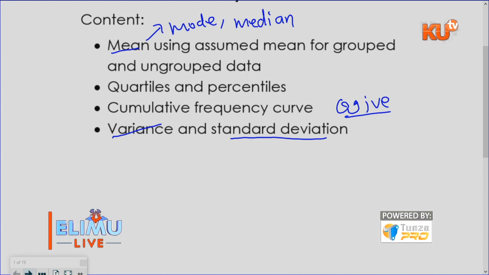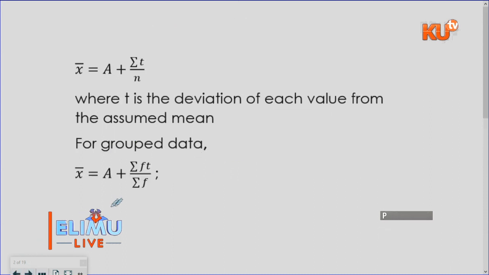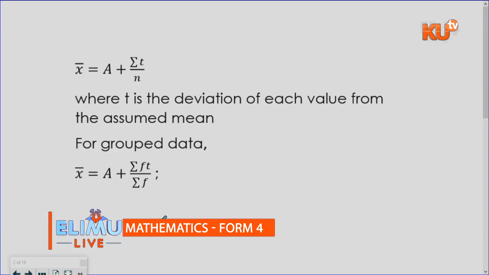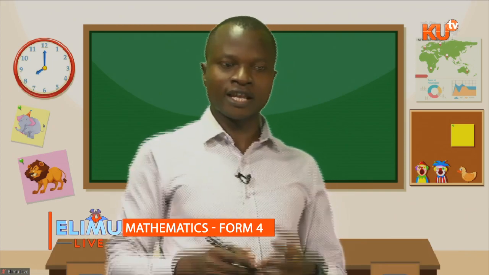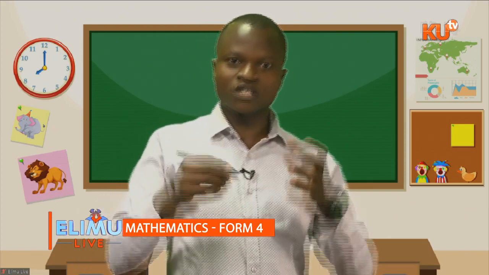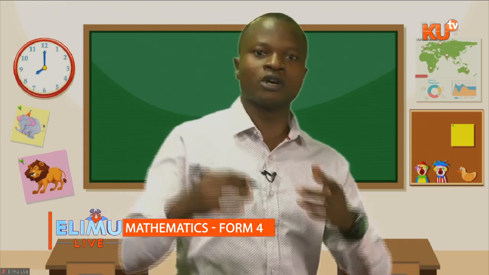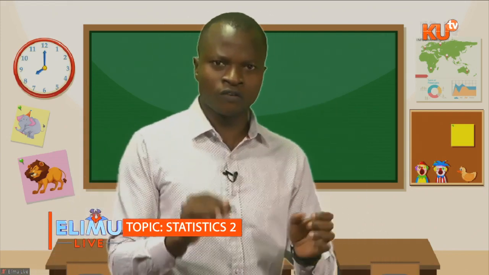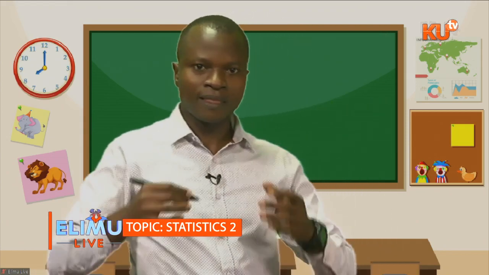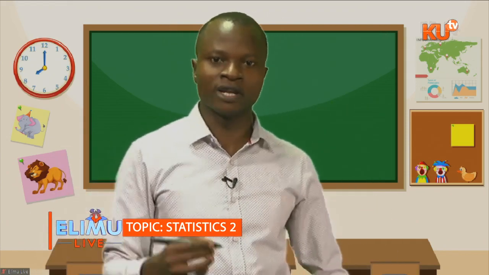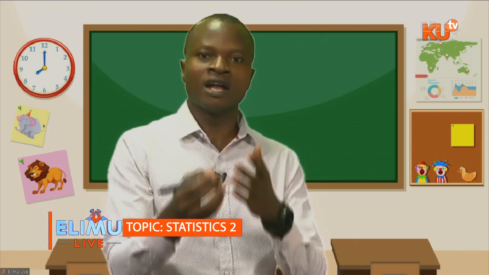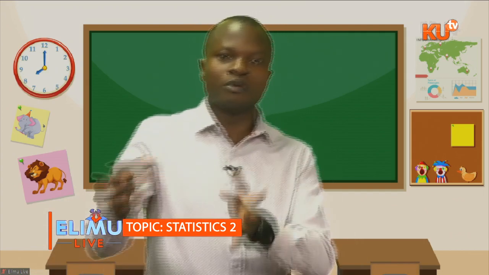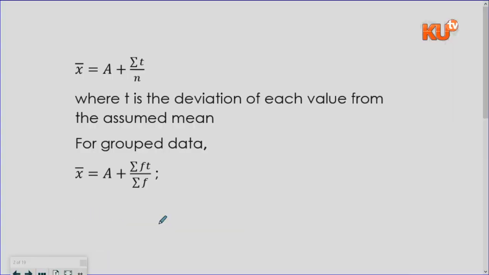So we go to mean using assumed mean. Therefore, what we are calling assumed mean, as the name suggests, is assumed. If you are given a list of data, we can say let's assume the mean is 50. Therefore, that is not the real mean, but it's called either working mean or assumed mean. So if you are given an assumed mean in a given data, you are supposed to use a specific formula. In form 2, we were just calculating mean using sum of all the values divided by their number. Now what happens if you are given an assumed mean or a working mean? Then we have to use a formula here.